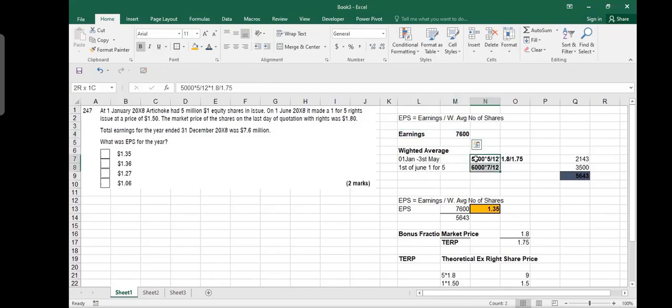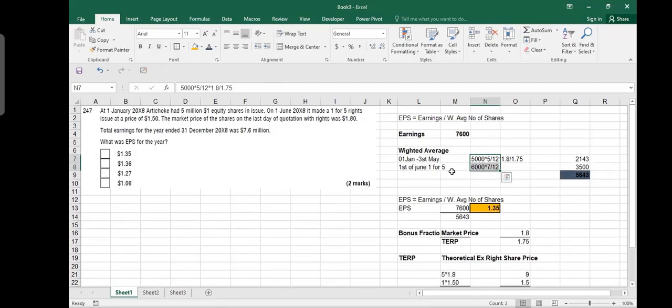Now, weighted average number of shares means how many shares do you have for which period? You know that you have got 5 million shares for 5 months and 6 million shares for 7 months. You issued shares during the year. So you can do this very simply.